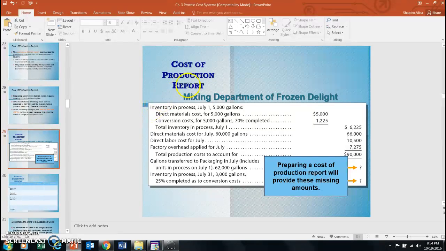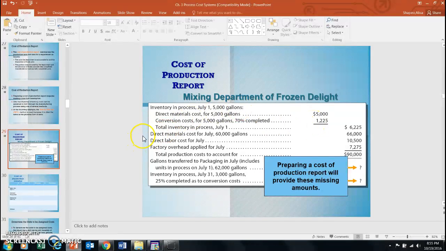All right. Every month, we're going to do one of these reports for every department. So this is the mixing department's report for July, and this is what was carried forward from June, 5,000 gallons. They tell us the $5,000 in direct materials and the $1,225 in conversion costs are what you incurred in June, and now in July, in order to finish this up, we'll incur additional costs.